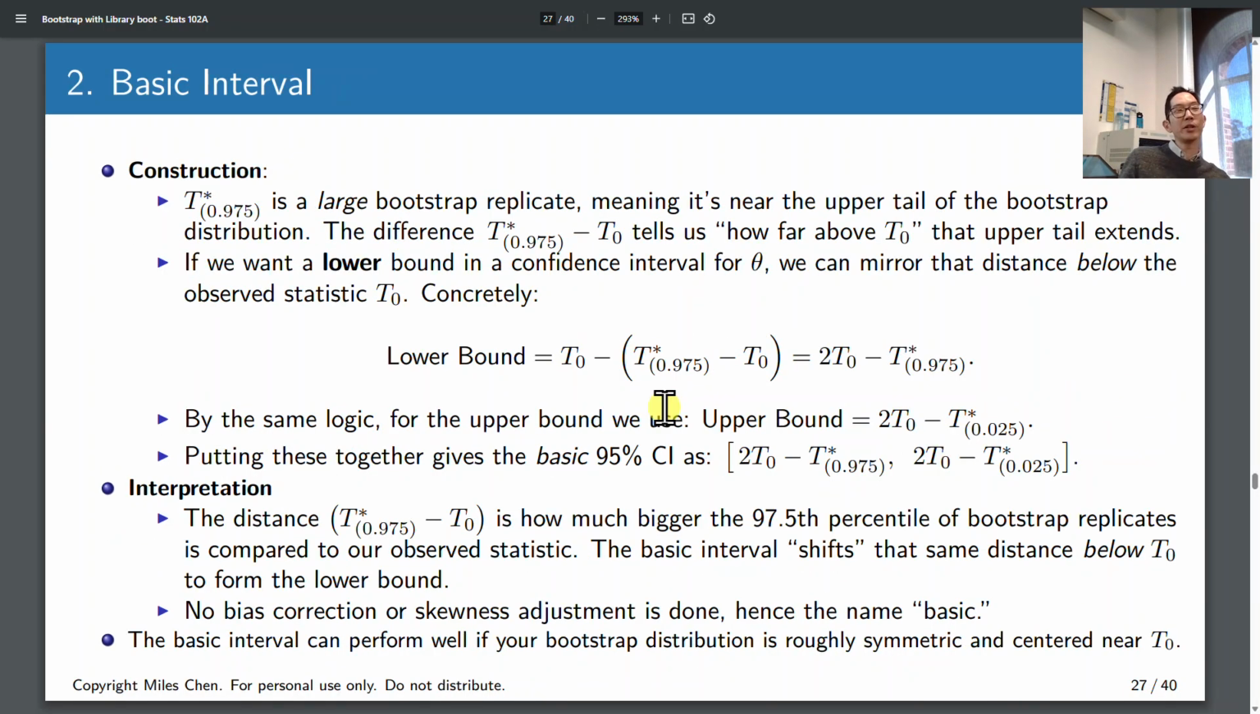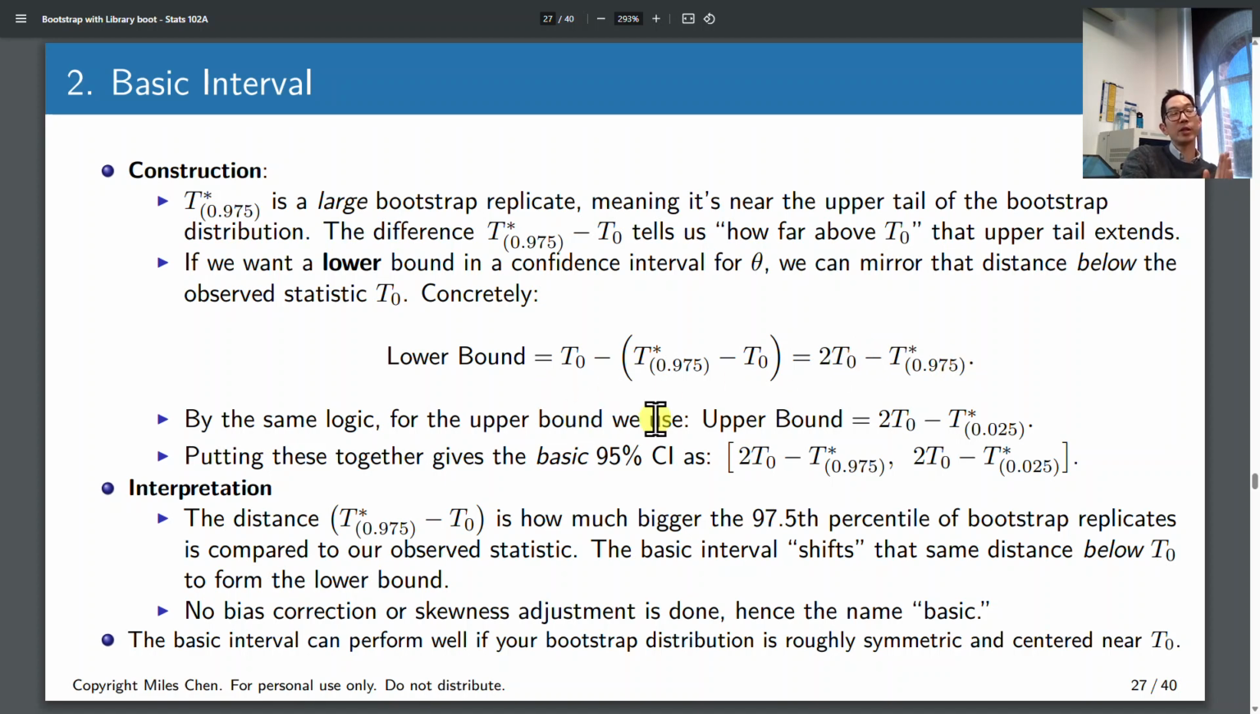The basic interval here does something similar, but it pivots your data around your T0. So here we're going to assume that when you do your bootstrap replicates, the 97.5 percentile is going to be a large value. Okay, so if our 97.5 percentile is a large value, we say how much greater than T0 is that difference. So I say, what's the difference between the observed value and my 97.5 percentile? And I take that difference, T0.975 minus T0, and then whatever that difference is, I'm going to flip it around below T0. That's going to form my lower bound. So my lower bound is going to be equal to 2 T0 minus T0.975.